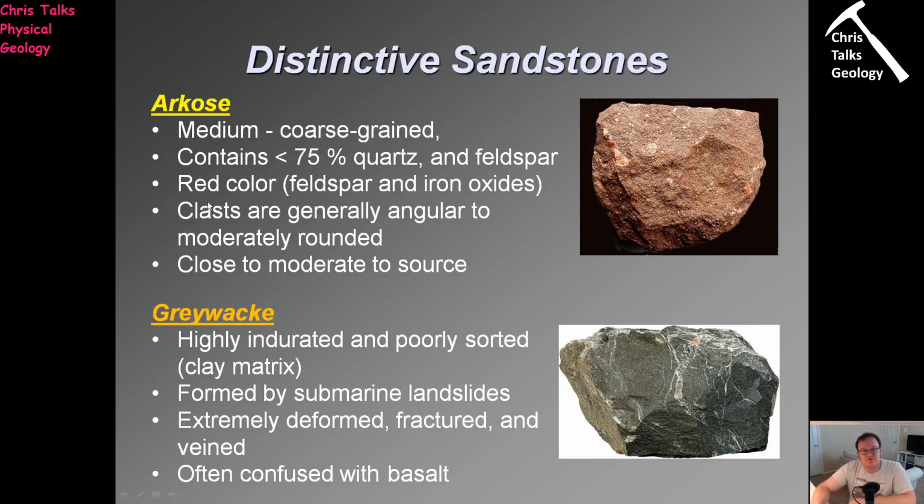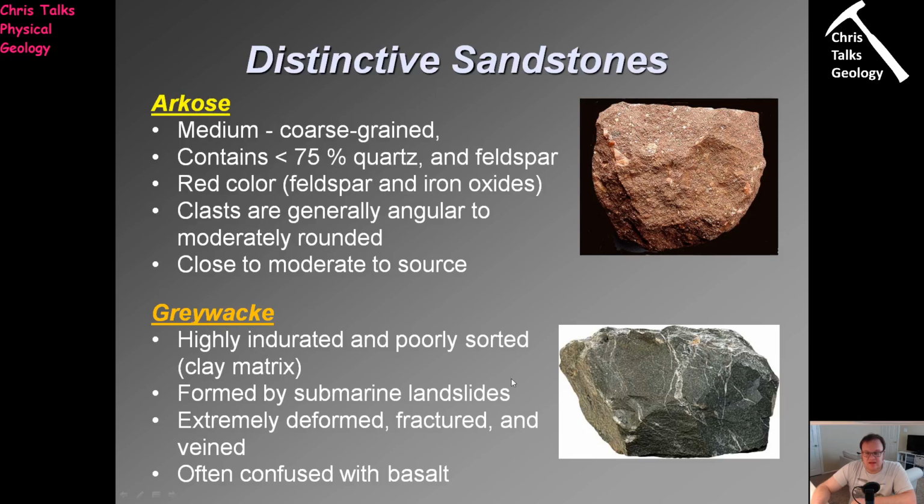The clasts themselves in Arkose sandstone will typically be angular to moderately rounded, which suggests that they have not been transported that far. Which suggests that the sediment itself was deposited close or moderately close to the source rock. Now, once again, we're going to discuss Arkoses in greater detail when we're doing the next lecture.